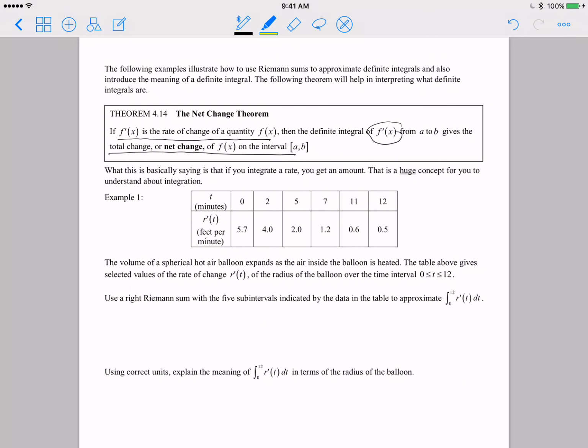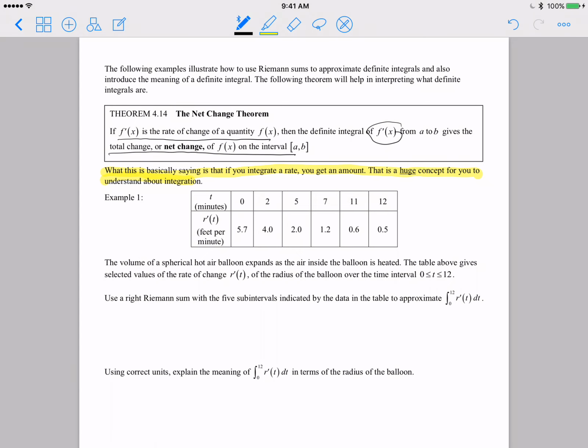Okay, so that's what you need to really recognize here, and this is something that I keep doing on accident. This right here is what you need to have in your knowledge bank as you come into class. Whenever you integrate a rate, you get an amount. So if you need an amount and you're given a rate, you're going to integrate to get that amount.